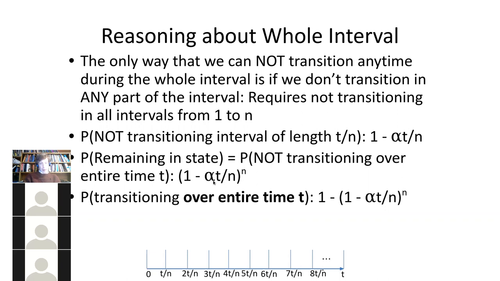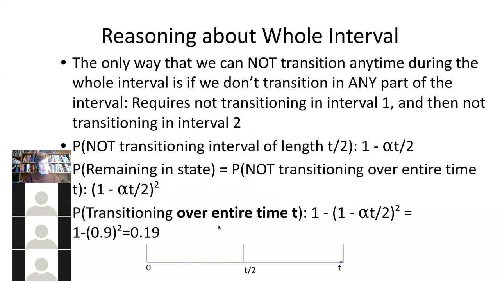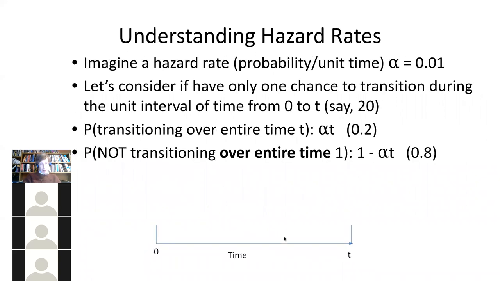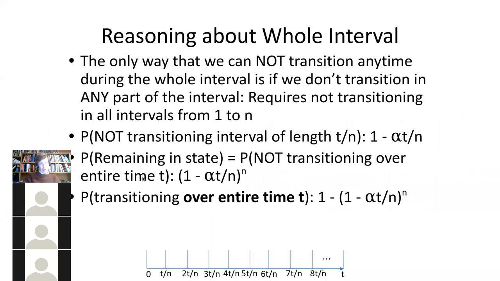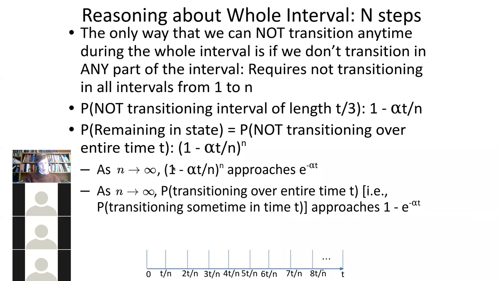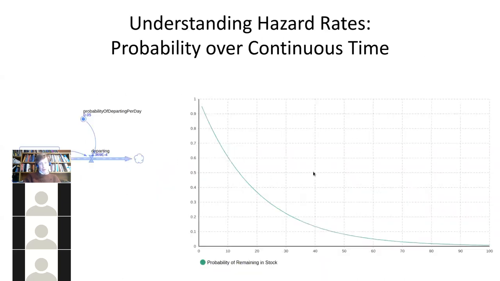You're just dividing this entire interval alpha t up into smaller and smaller pieces, each of size alpha t divided by n. And you got to avoid transitioning in each of them. So it's exactly the same principle. Here I had to dodge it once. Here I had to dodge two of them. Here I had to dodge three of them. Here I had to dodge n of them. And it's only then I can survive. And as n gets larger and larger, if you did this for 100, 1,000, 10,000, 1,000,000, it's going to be approaching this, e to the minus alpha t. And it looks like this. And if this looks familiar, it should, with good reason.